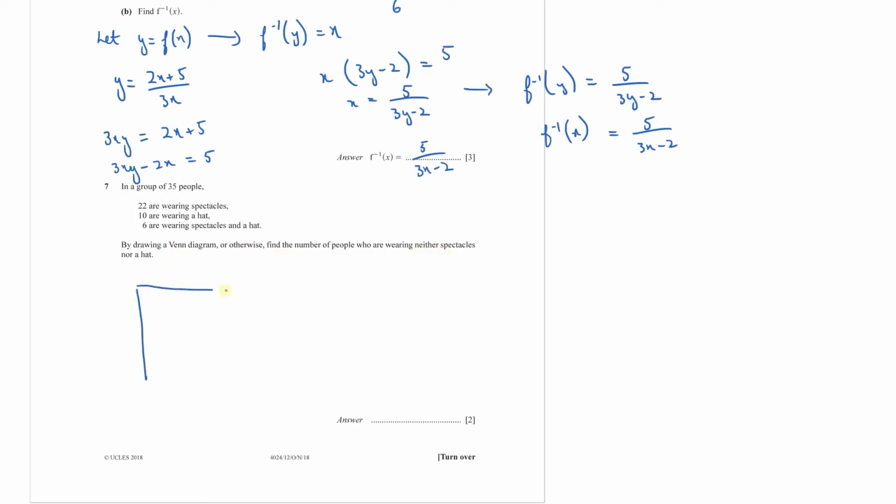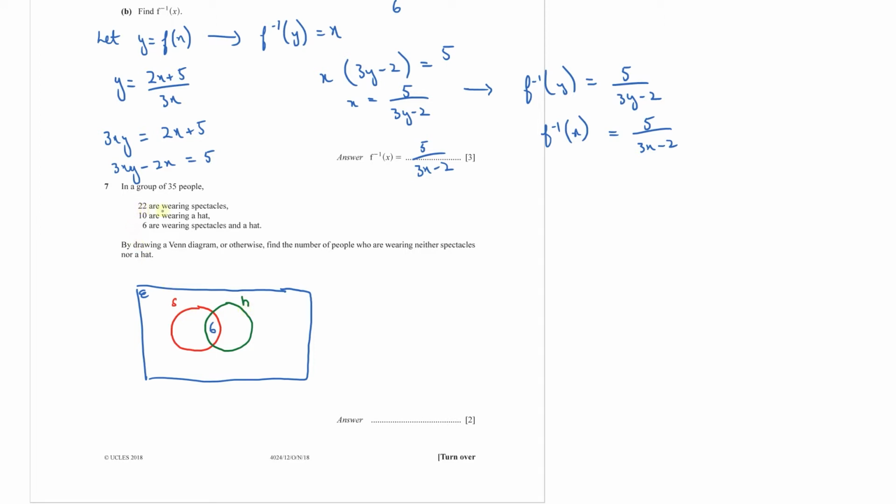So if I draw the Venn diagram, if this is your universal set here, and then let's represent people wearing spectacles in this red set here. So let's call it S for spectacles. And then let's draw a green one here, which is H for hat. So we know that 6 people wear spectacles and a hat. So this intersection here is 6. There are 6 people who are wearing both spectacles and a hat.